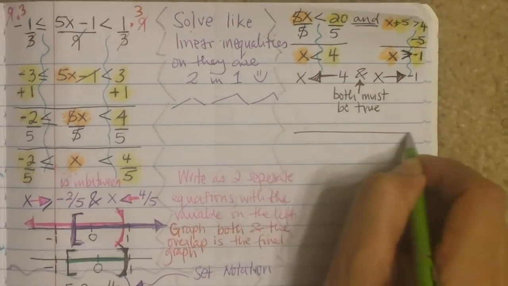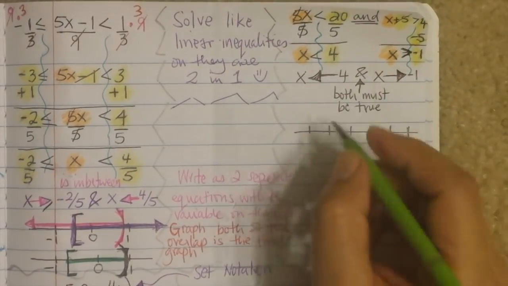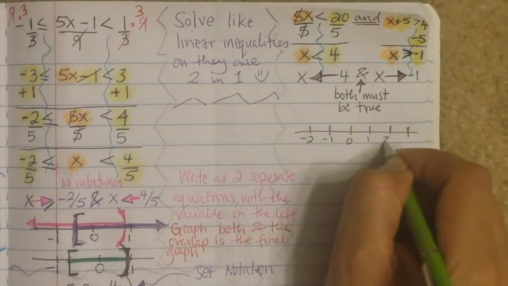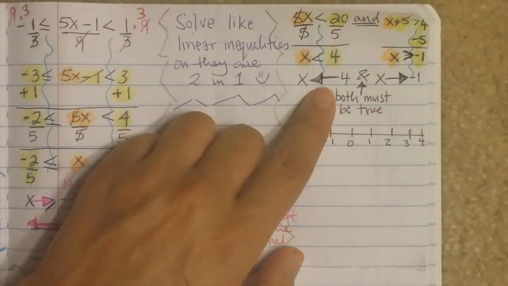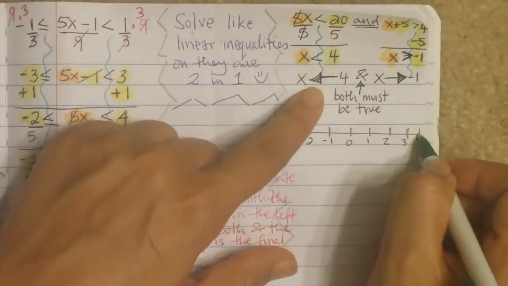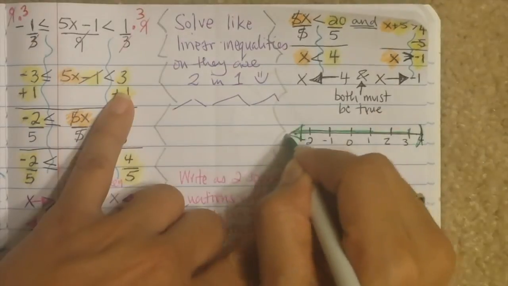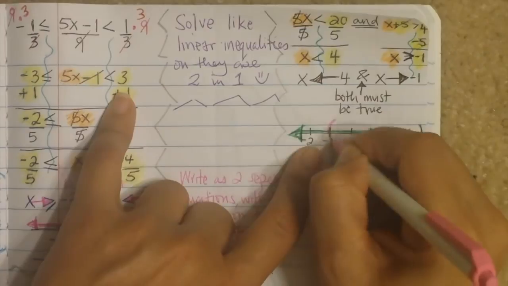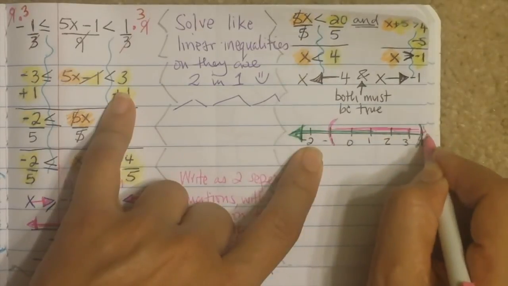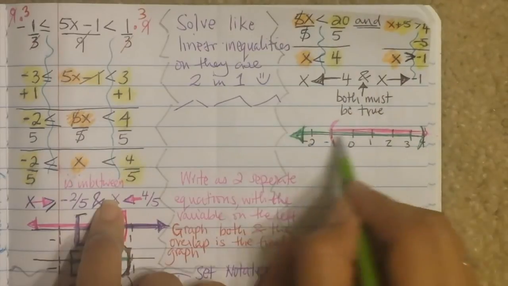Alright, so we're going to go ahead and graph the two separate equations with the variable on the left. So start negative 2, negative 1, 0, 1, 2, 3, 4. Start with the first one, x is less than 4, so an arrow going to the left from 4, open circle because there's no equal to, or open parentheses. Take a different color, x is greater than negative 1, so starting at negative 1, open parentheses, all the way to the right. And because it says and, both have to be true.